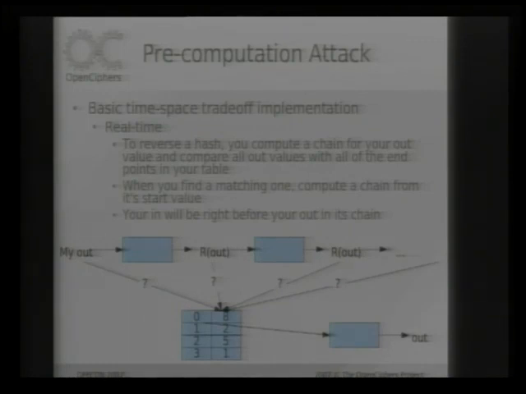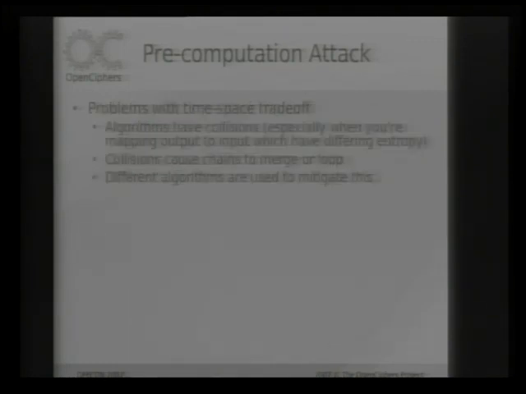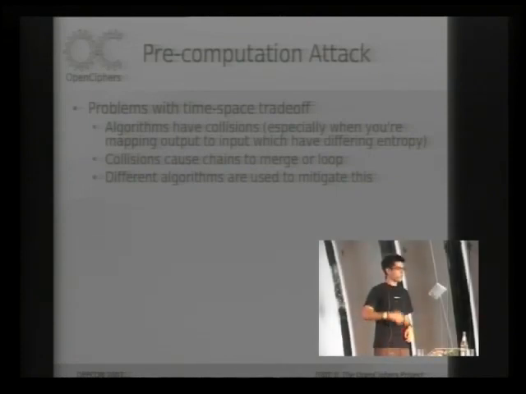So that's the basic time-space trade-off. And the main problem with time-space trade-offs is collisions. For example, with LANMAN, you have a password which realistically has only maybe 2^37 bits of entropy, and that's being mapped up to 2^56. And so you end up with tons of collisions, especially when you're mapping from 2^56 back down to 2^37.